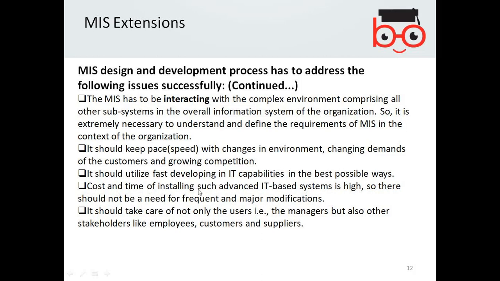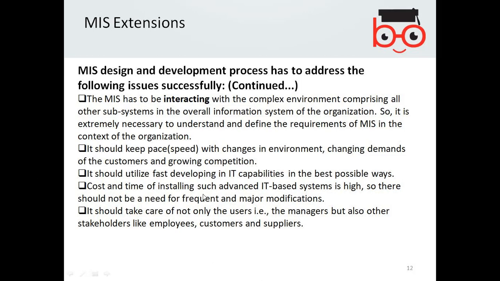It should utilize fast developing IT capabilities in the best possible ways. So how is it possible that every changing need should be catered to, monitored and handled? It's possible if you use the IT capabilities very well.